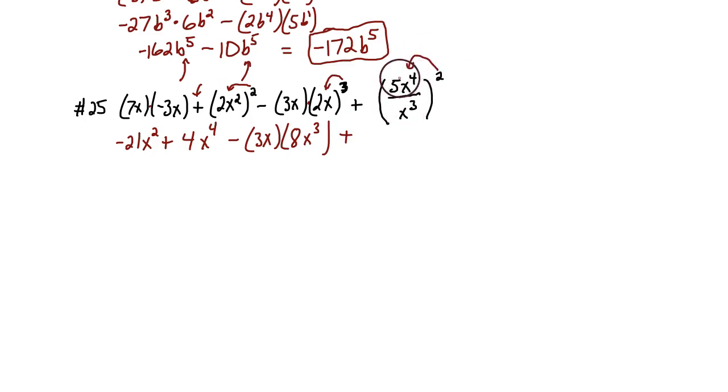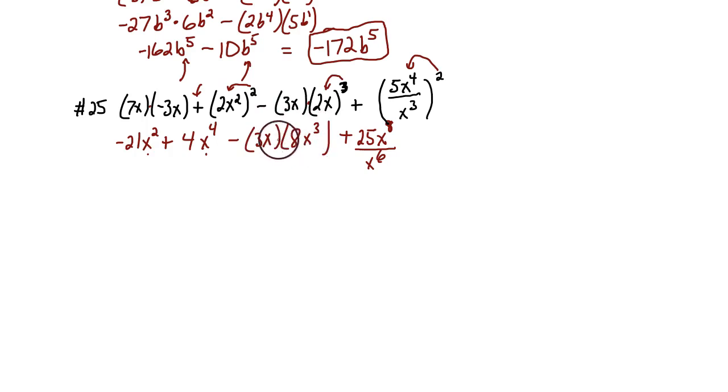factors in the parentheses. Start with the 5. 5 raised to the second power is 25. X to the fourth raised to the second power is x to the 4 times 2, which is an 8. Now the denominator. X to the third raised to the second power is x to the 3 times 2, which is x to the 6th. X squared and x to the 4th are not like terms, so you can't add these two together.